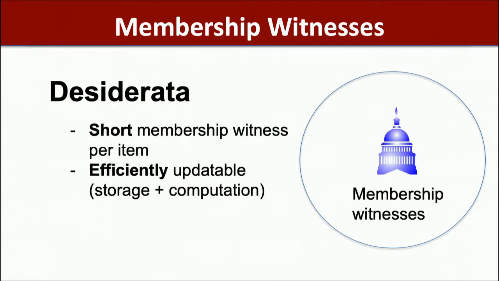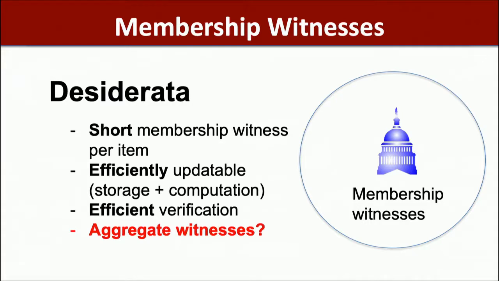So what we would want is something where we already have these short membership witnesses per item, but that is also efficiently updatable. We want efficient verification. And then there are also questions like, say I have multiple proofs, I also say witnesses sometimes interchangeably here. Say I have multiple proofs created by multiple users for different transactions. Can I somehow aggregate them into a single proof? Is there some way that I can combine these proofs? Or can I verify multiple proofs faster than verifying one proof?